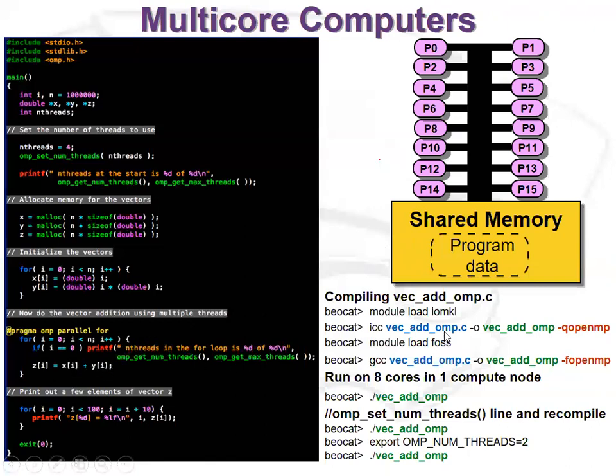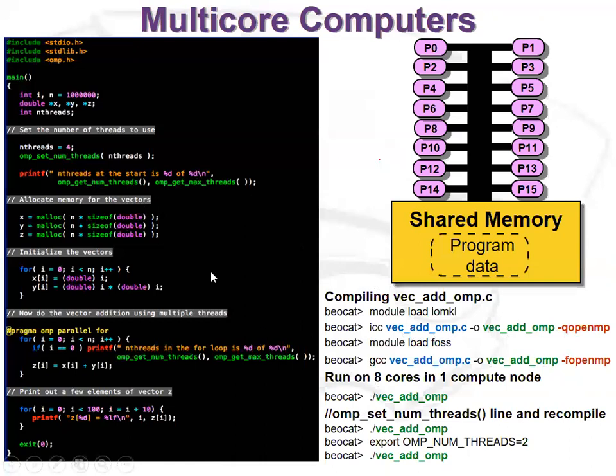In order to do this, you compile it the same, but you have to specify to compile it with OpenMP. With the Intel compiler, you do that with the minus Q OpenMP flag. With the GNU compiler, you do a minus F OpenMP. And then when you run it, right now I'm setting the number of threads. I'm hard coding it in here.